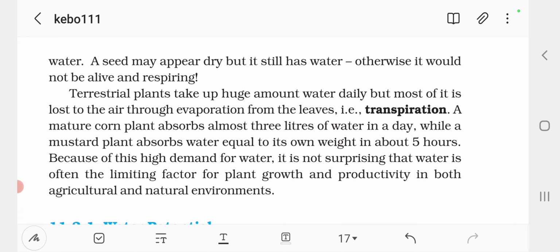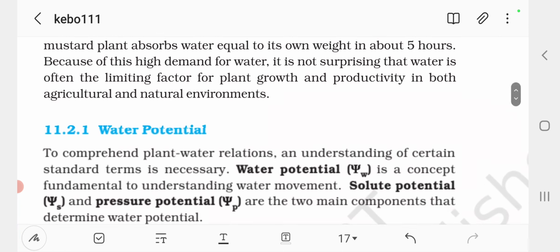A mature corn plant absorbs almost 3 liters of water in a day, while a mustard plant absorbs water equal to its own weight in about 5 hours. Because of this high demand for water, it is not surprising that water is often the limiting factor for plant growth and productivity in both agriculture and natural environments.